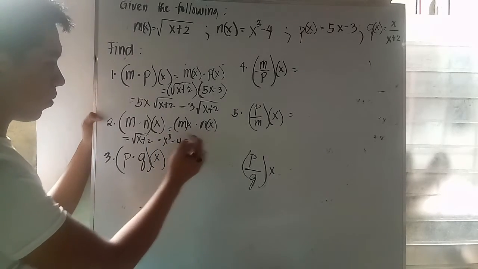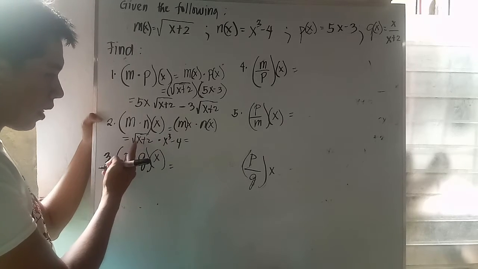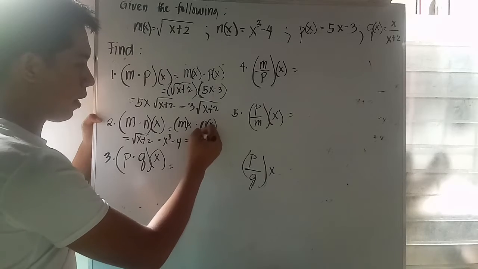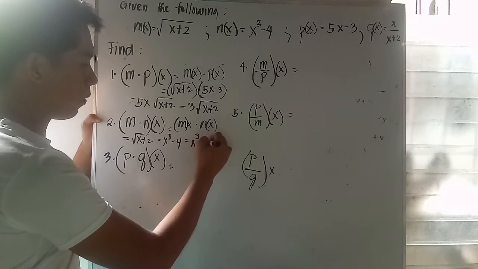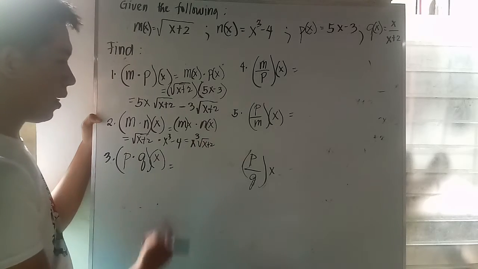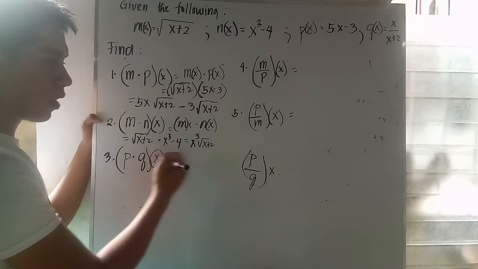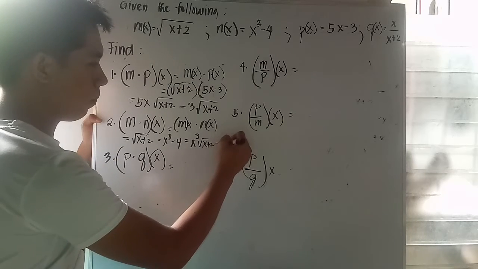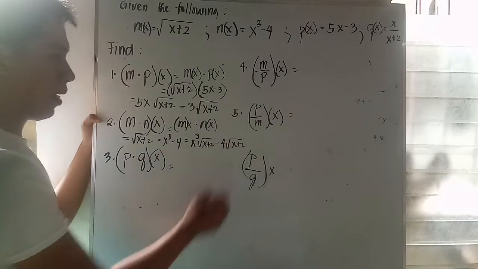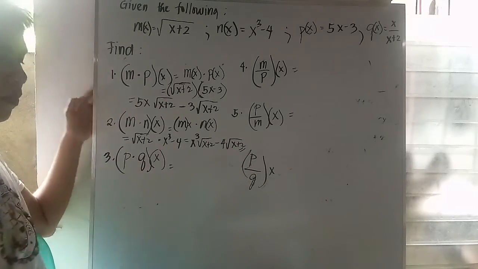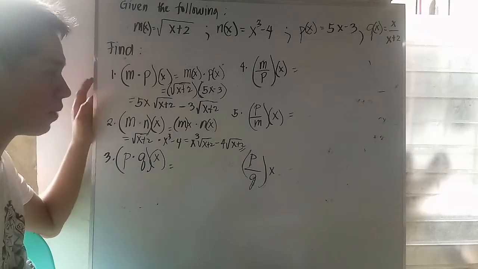Okay? So for the result, we multiply it by x cubed here. So we have x cubed square root of x plus 2, and negative 4 times square root of x plus 2, we have negative 4 square root of x plus 2. So this would be the answer. The outside is the whole number, and the inside is the radical.